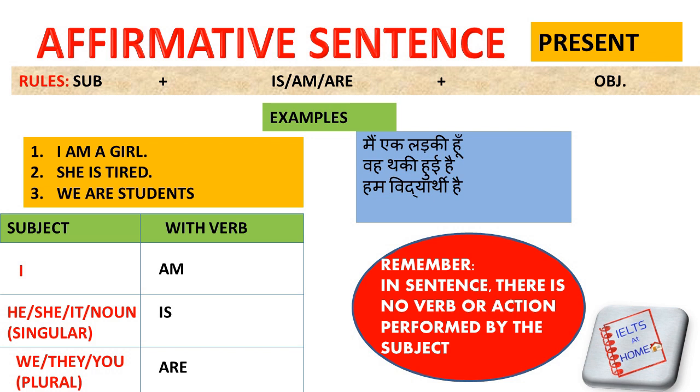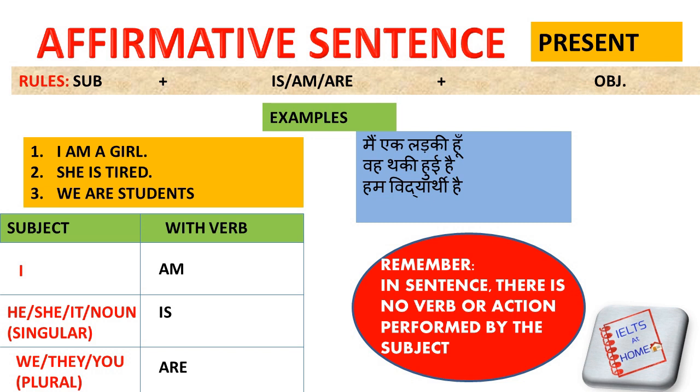And remember this, in sentence, use am with I, is with singulars like he, she, it, or any noun or name of a person, place, or thing. Are with plural like we, they, you. Follow this rule in all sentences and tenses.